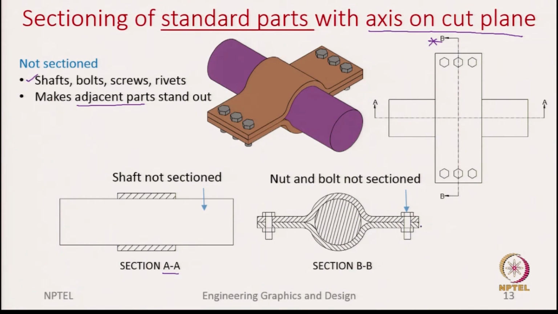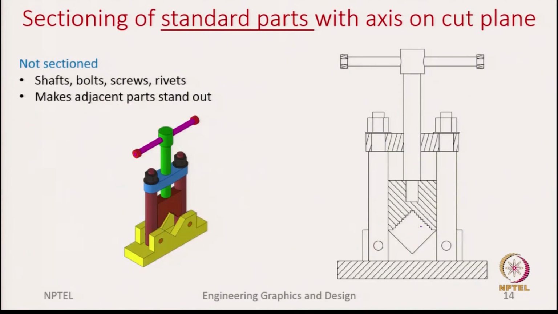So, let us apply these principles to the examples we have been discussing. Here is an example of the vise we have been discussing. We said that when we section it with a cut plane, let us say this cut plane passes through this handle and it is a vertical plane which cuts it symmetrically. So, we again notice that the bolts and nuts are not sectioned.